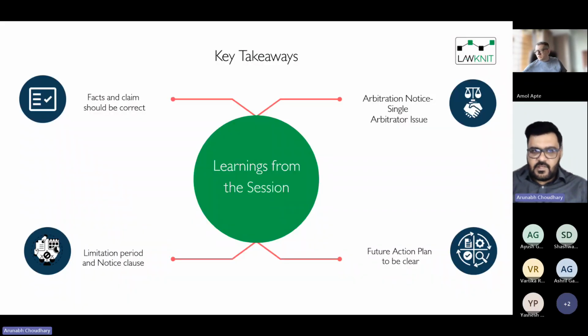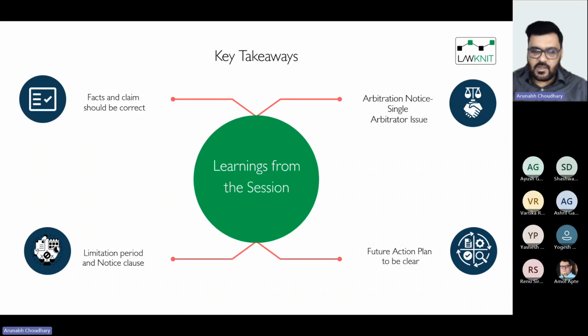Now, some of the key takeaways as we discussed, so I will not take a lot of time here. You have facts, and whatever we want to put in our notice, we have to work a lot on that and ensure that it is correct. Arbitration notices are another ball game, and we should know when to use the arbitration clause in our agreement. The limitation period and the notice clause of your agreement are key factors that decide the timeline under which you should send a legal notice. And the future action plan should be clear.